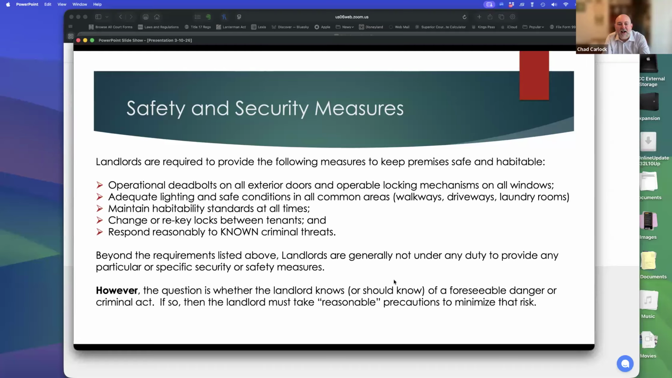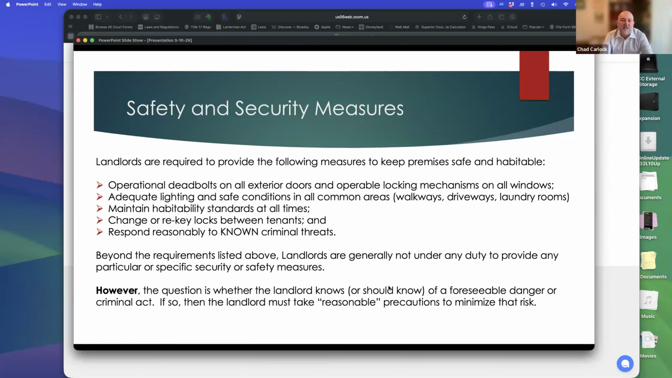And this is where the gray area comes in, because there can be disputes about whether or not you knew there was a threat, whether or not the threat was reasonable, and whether or not what you did in response to that threat was reasonable. So beyond that duty to respond to a known criminal threat in a reasonable way, you're not under a general duty to provide safety or security measures, safe premises.